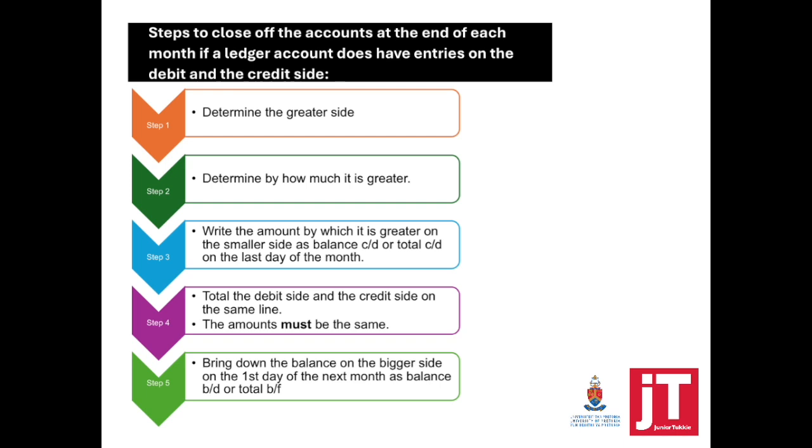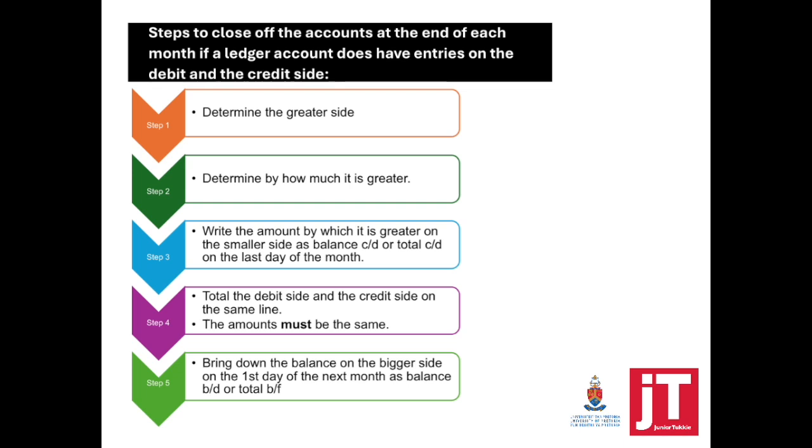When we're looking at the balance sheet account section, we always look at balances. When we look at the nominal account section, totals. Please make sure that you study that. Step number 4, total the debit side and the credit side on the same line. The amounts must be the same. And then step number 5, bring down the balance on the bigger side on the first day of the next month as balance brought down or total brought forward.